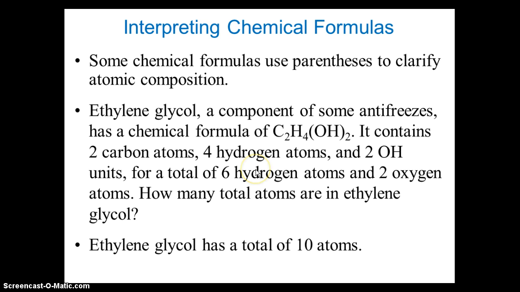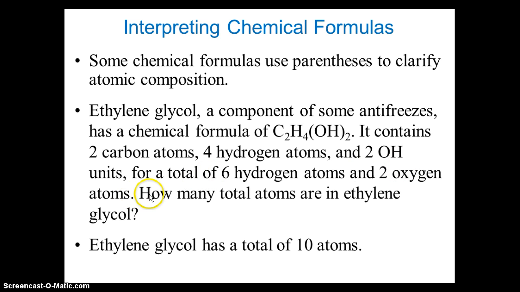Now, how do we interpret chemical formulas? You can see some chemical formulas use parentheses to clarify atomic composition. For example, ethylene glycol, a component of some antifreezes, has a chemical formula of C2H4(OH)2. That means it contains 2 carbon atoms, 4 hydrogen atoms, and 2 OH units, so for a total of 6 hydrogen atoms and 2 oxygen atoms.